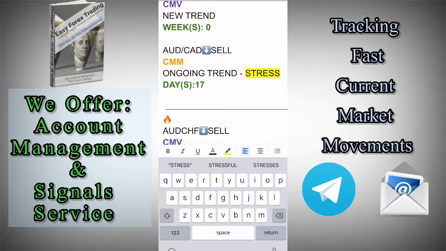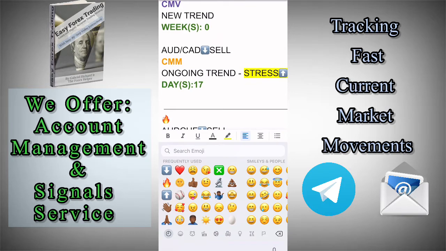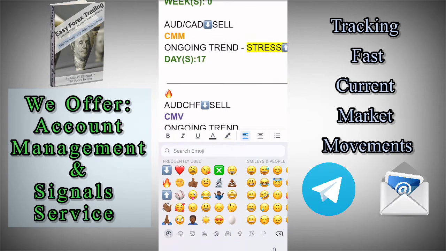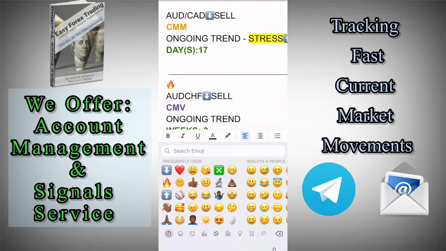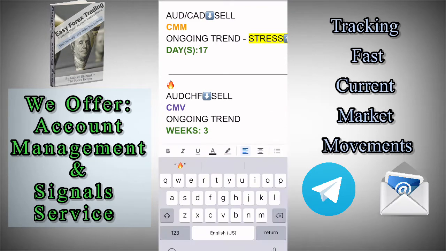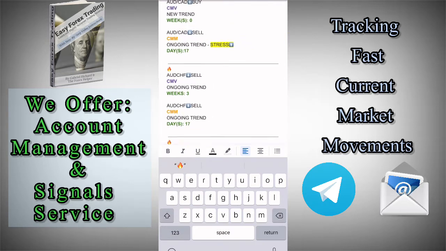In this case, we see that the current market movement is going in a sell direction, so the stressor means that there's another force that's going in a buy direction. You can pretty much consider that the same across the board. The only thing is there's no arrow icon, so you just have to know that. There's no arrow icon.